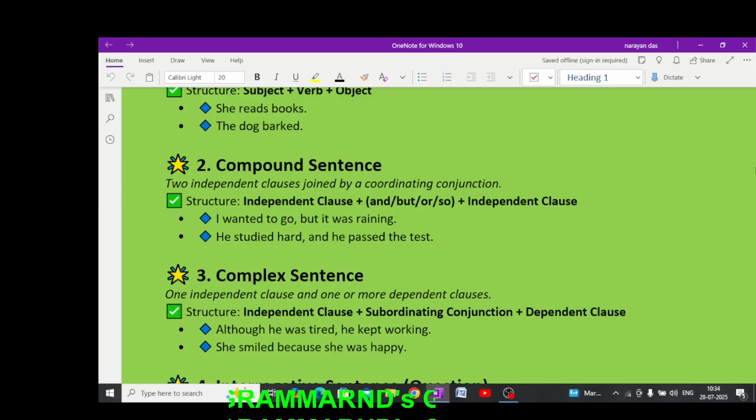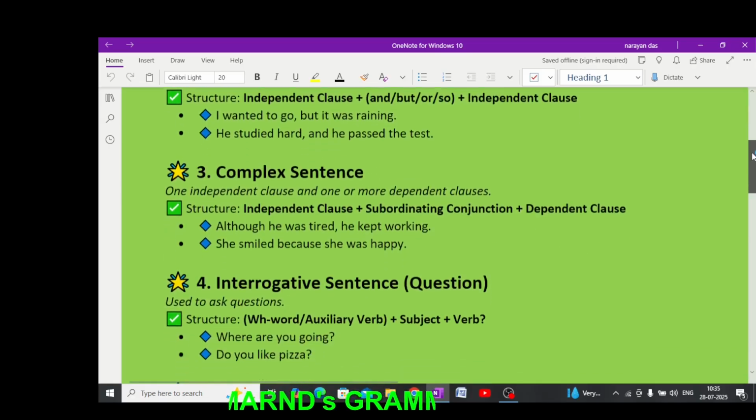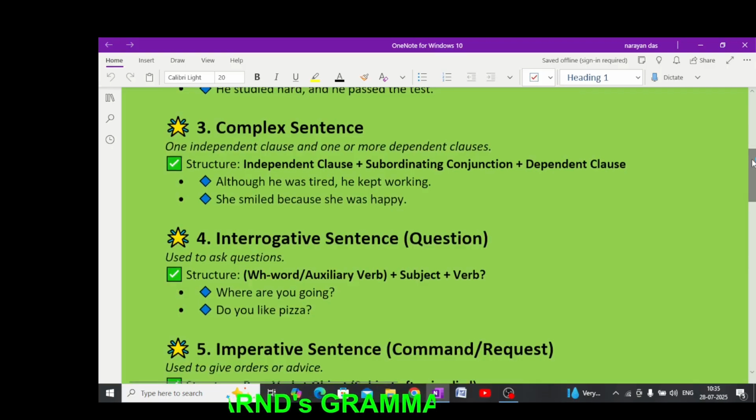We can take another example: he studied hard but he failed. Or we can also say he studied hard and so he passed the test. So students, you can construct similar kind of sentences and learn them. The more you practice, the more easy for you the structure will be.